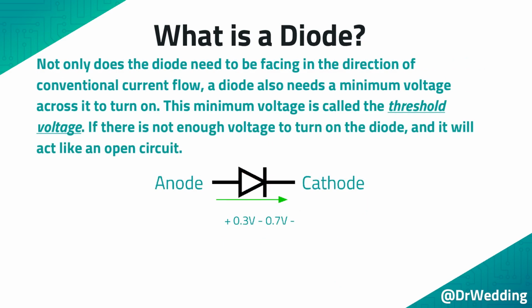Not only does the diode need to be facing in the direction of conventional current flow, a diode also needs a minimum voltage across it to turn on. This minimum voltage is called the threshold voltage. If there is not enough voltage to turn on the diode, it will act like an open circuit.